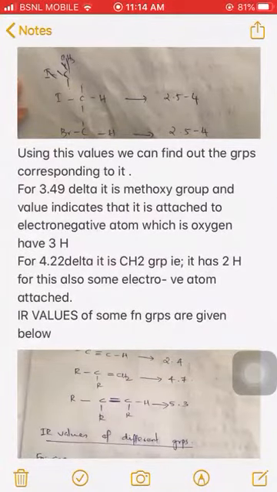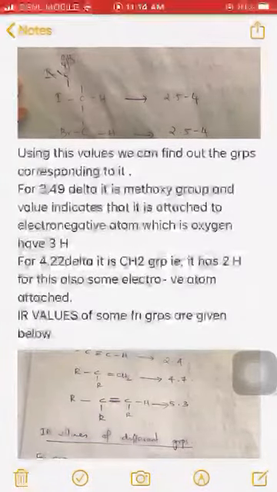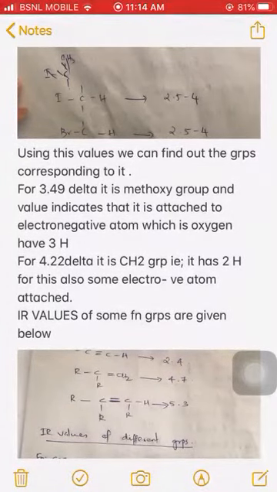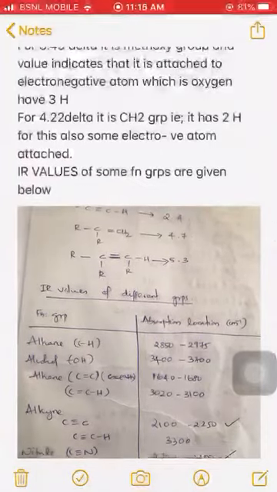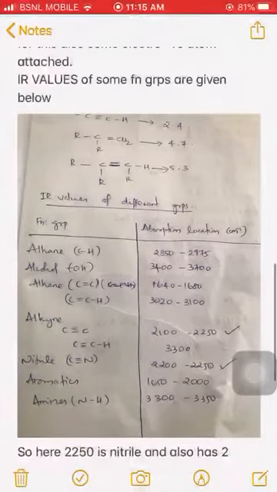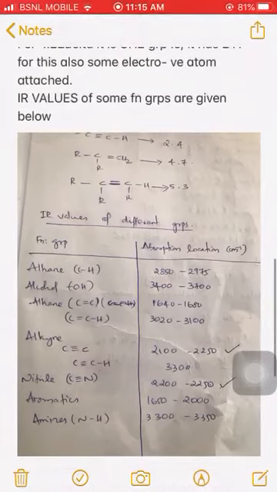Another NMR value is 4.22 delta, which has 2 hydrogen, a singlet, and that is nothing but a CH2 group. It is directly attached to an electronegative atom because the value ranges from 3 to 5. So we can say it is attached to some other electronegative atom.